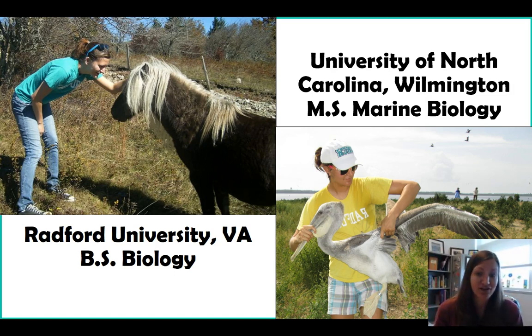Now that marine biology, here in this picture I'm holding a baby pelican, which is nearly full grown, and I was looking at mercury. So mercury is a pollutant that humans release into the atmosphere, and it gets into organisms, particularly aquatic organisms at the top of the food web, which we'll talk about in this course.